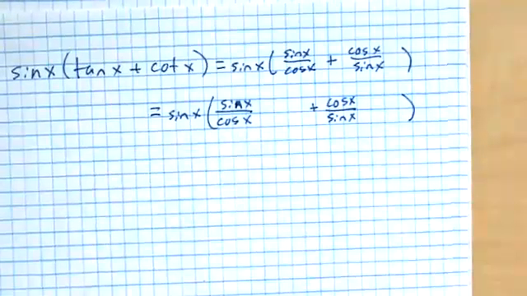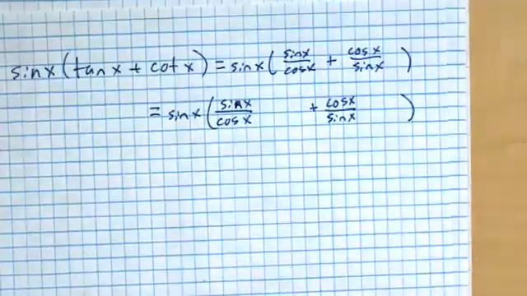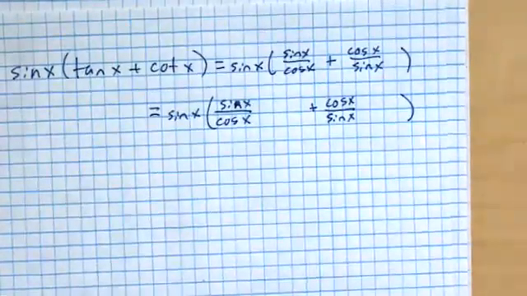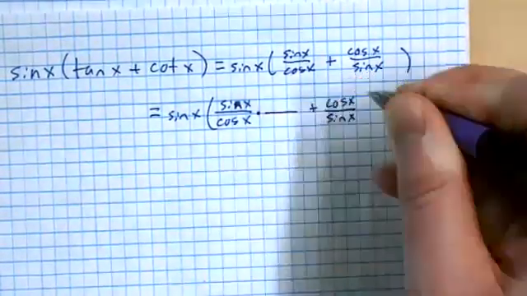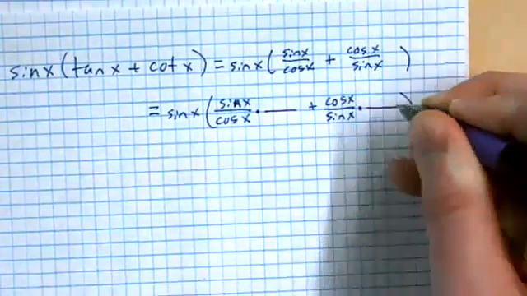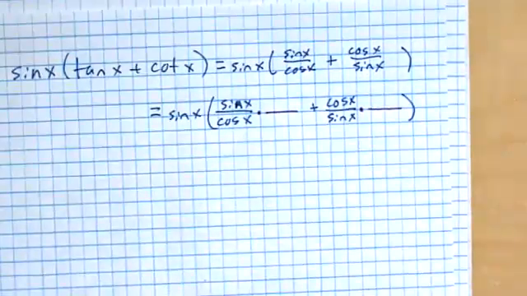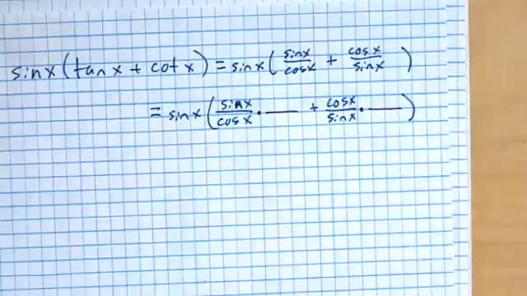And I'm going to multiply by some magic ones here. We'll multiply by some magic ones. If I'm trying to get a common denominator here, I need both the denominators to have... what's our common denominator going to end up being?